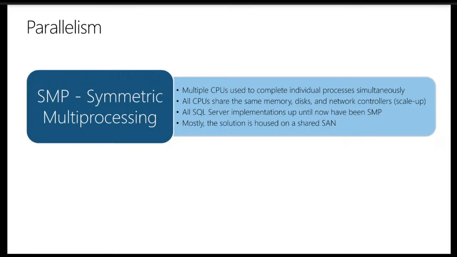The most traditional way, the one most commonly used before the advent of Hadoop, was symmetric multiprocessing, or SMP. In this case, you have multiple CPUs used to complete individual processes simultaneously, and they share the same memory, disk and network. You basically scale up every time you need to increase the firepower of, let's say, your SQL Server or any other server. You add more RAM, you add more processors, and these are also mostly hosted on SAN.